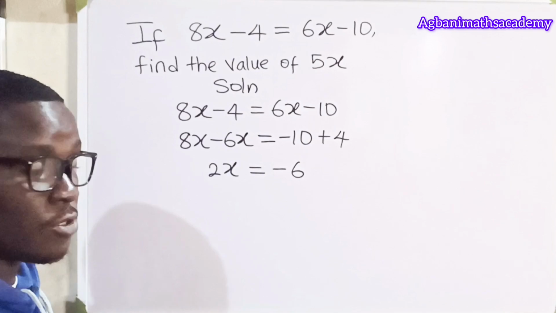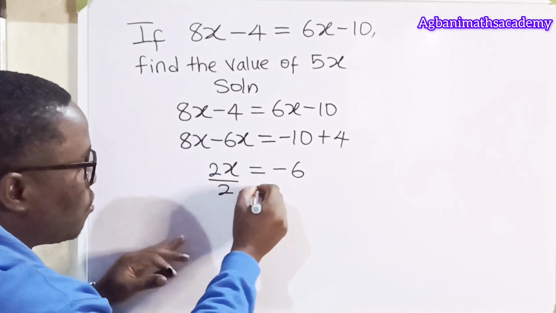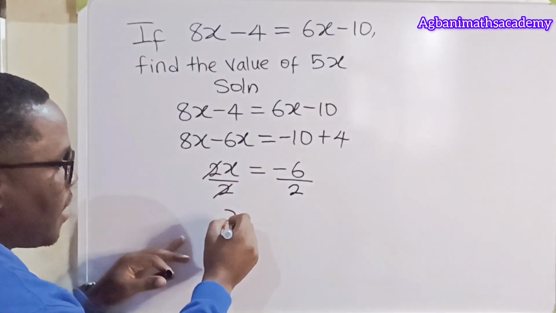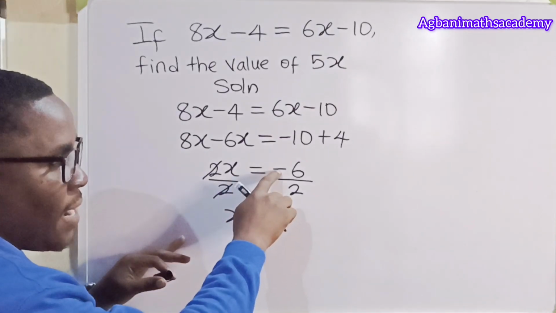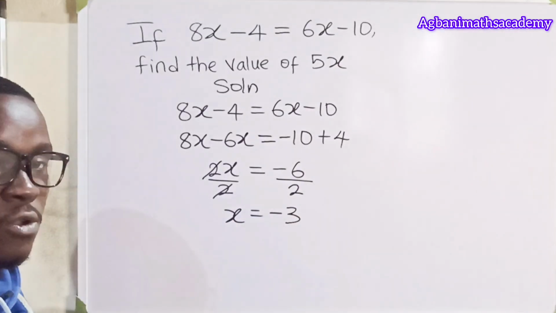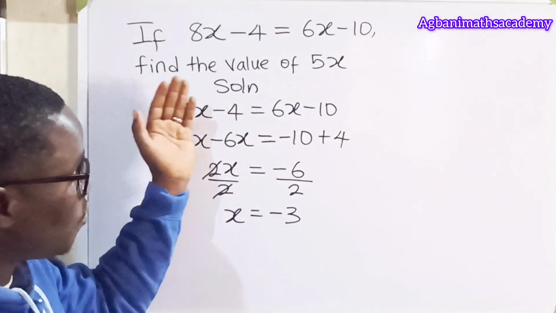Therefore, we divide both sides by 2. So we divide here by 2. We divide here by 2. 2 cancels out 2 here. We have x is equal to minus 6 divided by 2 is going to give us minus 3. So we've been able to solve this equation here.